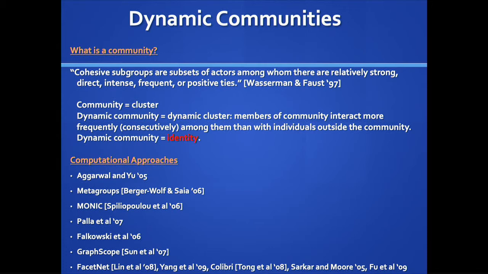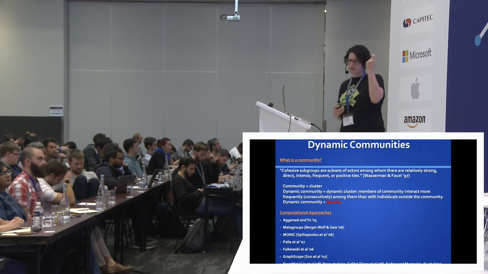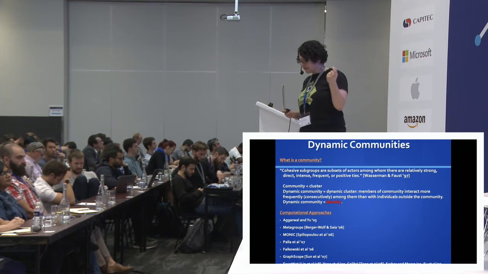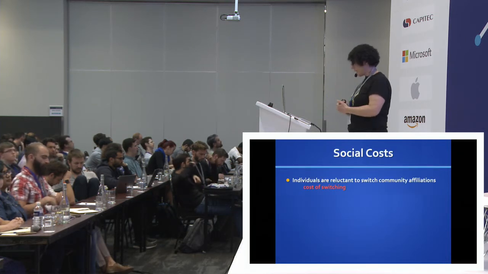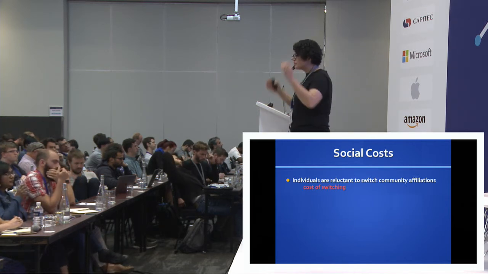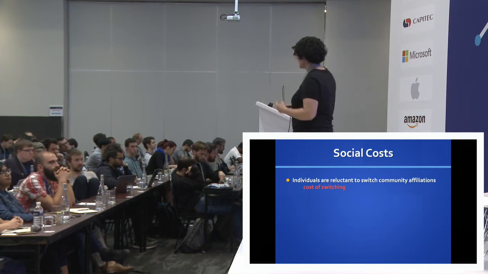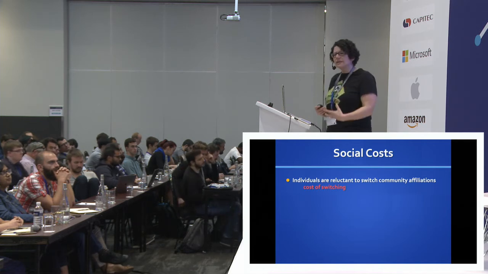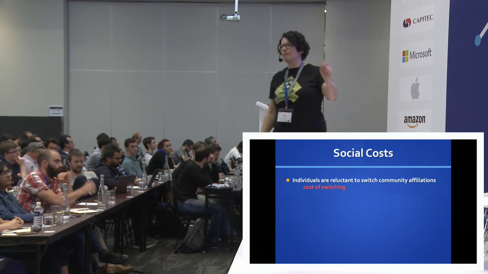If community is a cluster, then dynamic community means that we need to find some measure, some social cost, some social space, where we can compare the closeness of two nodes over time. Luckily there is such a notion of social cost, and there are essentially three postulates. The first is that if there is actually a community that drives the interactions that we observe, then individuals are reluctant to switch community affiliations, but they can. But there is a cost.